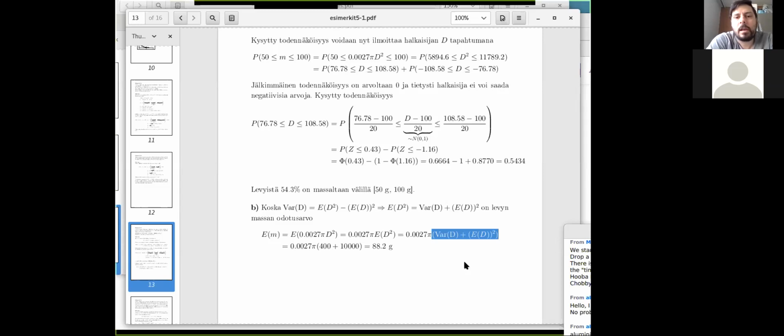So remember that when you have a formula, you can always use it in ways other than you are used to. Very often you are used to calculating the variance using the fact that you can calculate E[d squared] minus the square of E[d]. But here, in order to get E[d squared], you already know the variance and E[d], so you can calculate the expected value of d squared using those.